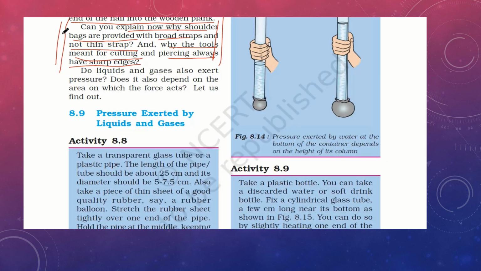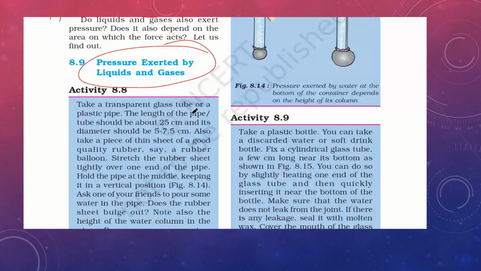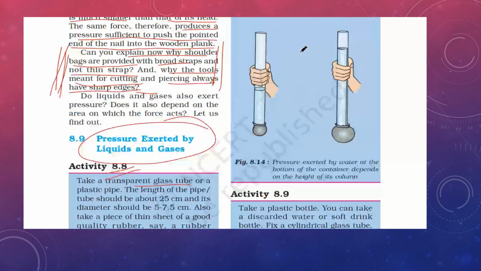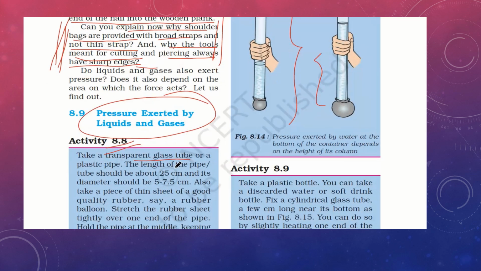This question has already been discussed: why shoulder bags are provided with broad straps. Now we will move on to the pressure exerted by liquids and gases. Let us concentrate on Activity 8.8 as per your NCERT book. Take a transparent glass tube. It will look like this. It is a transparent tube. The length of the tube should be 25 centimeters and its diameter should be 5 to 7.5 centimeters.